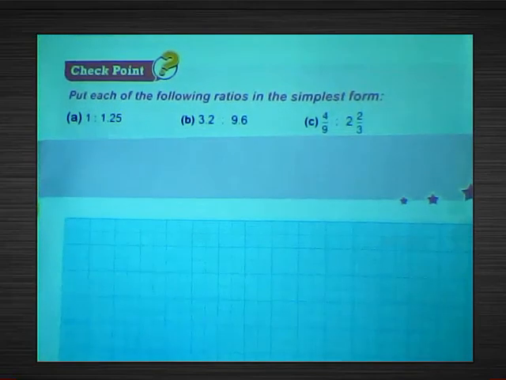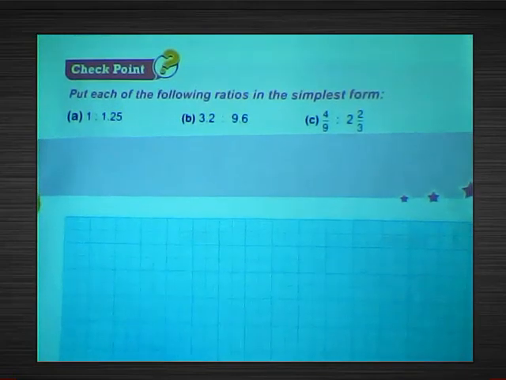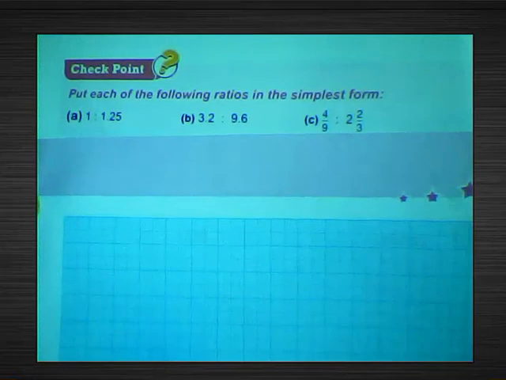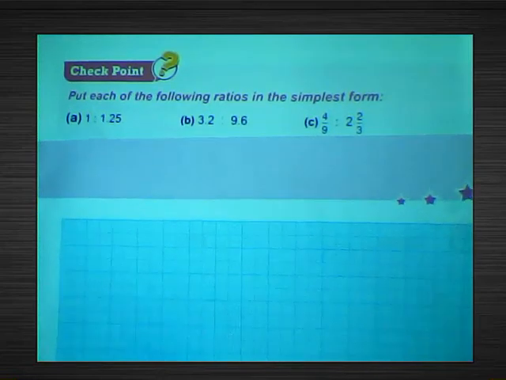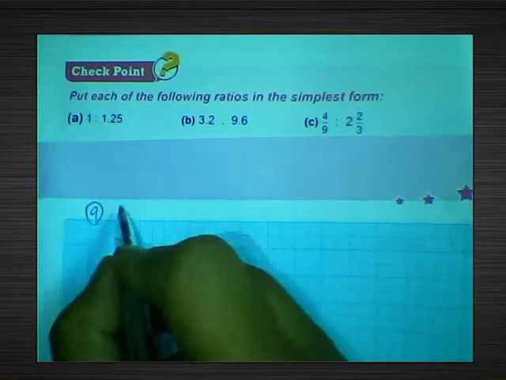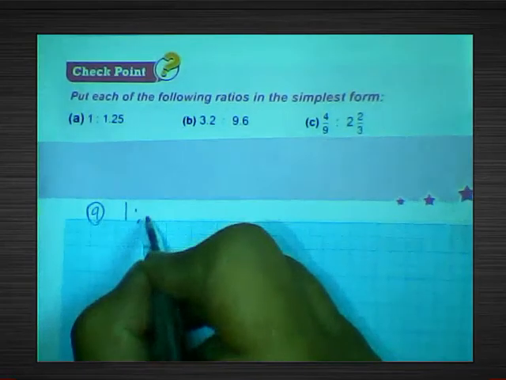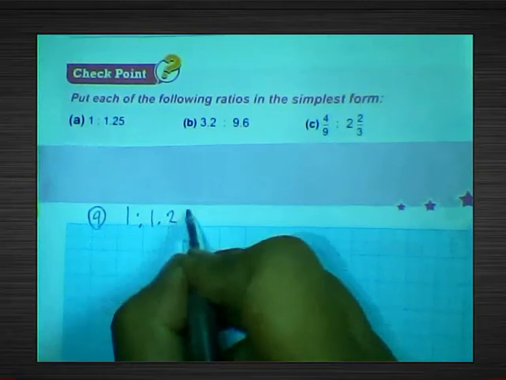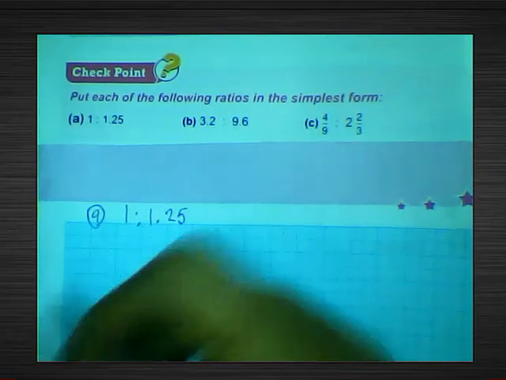What if your teacher gave you this example? Put each of the following ratios in the simplest form. Letter A, 1 to 1.25. Who can solve it?